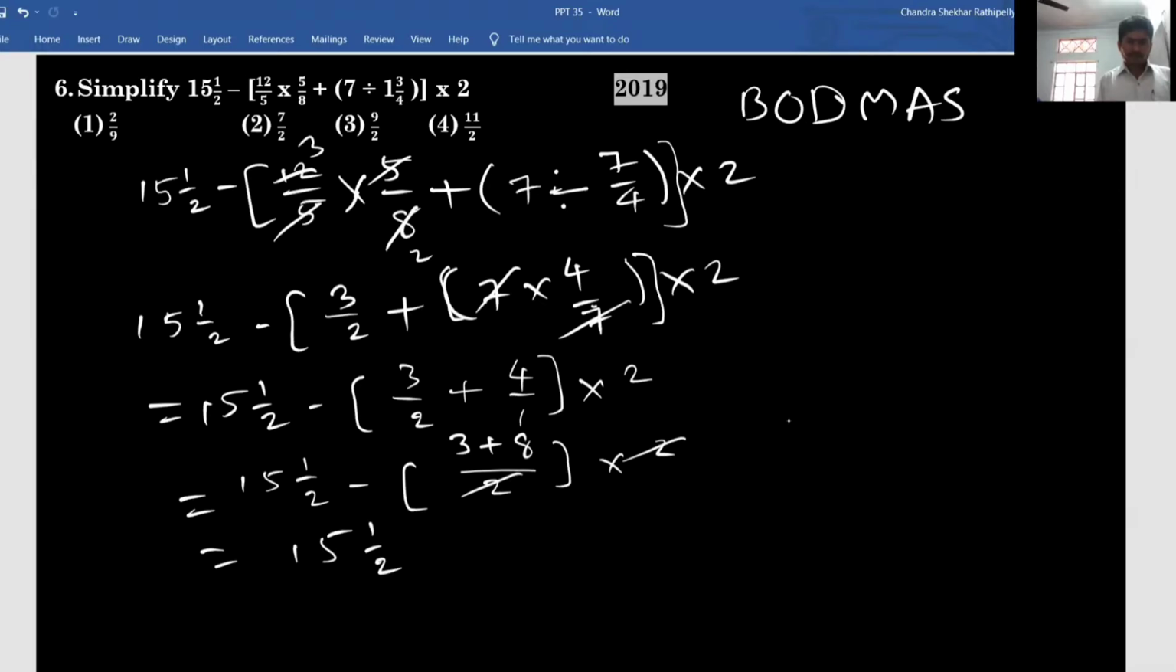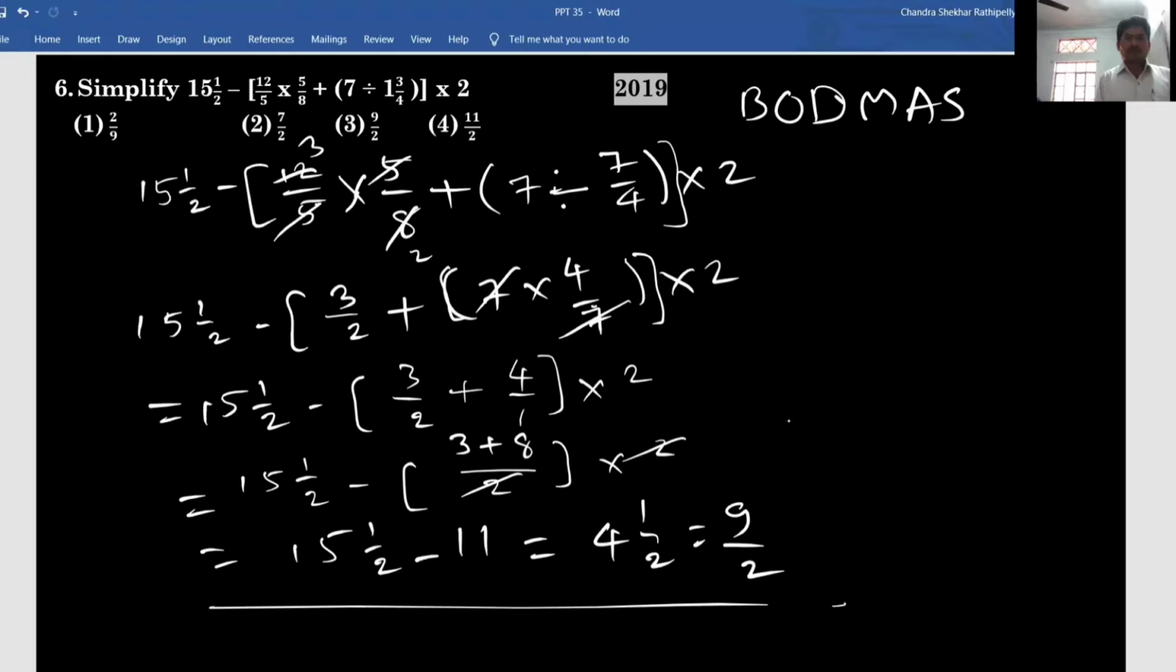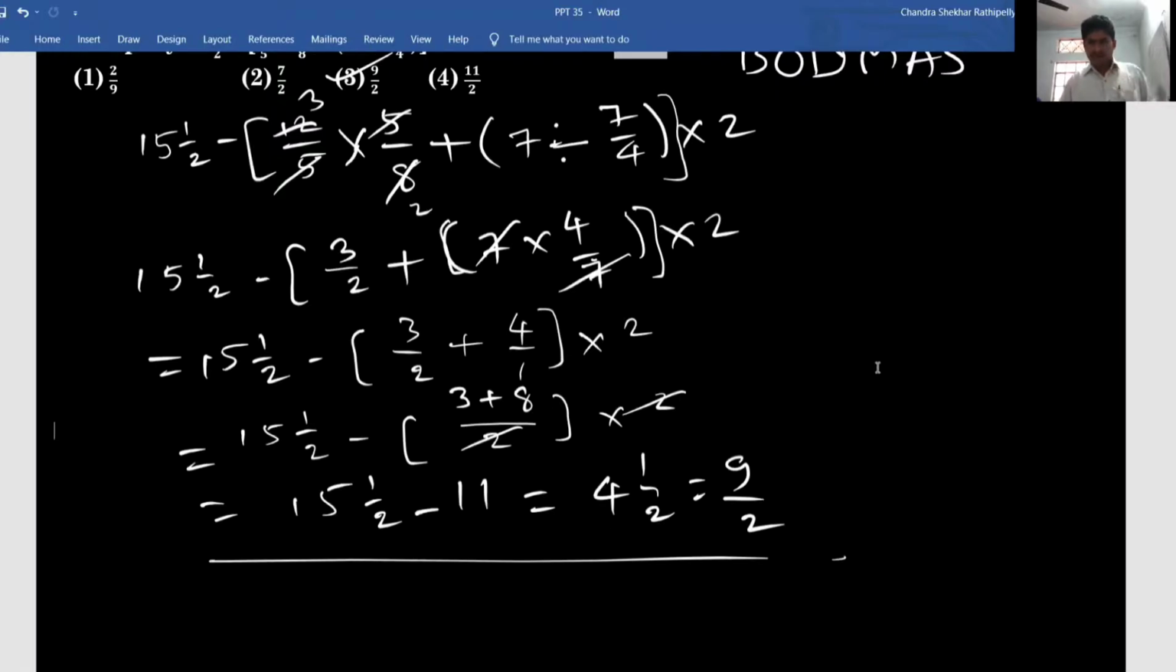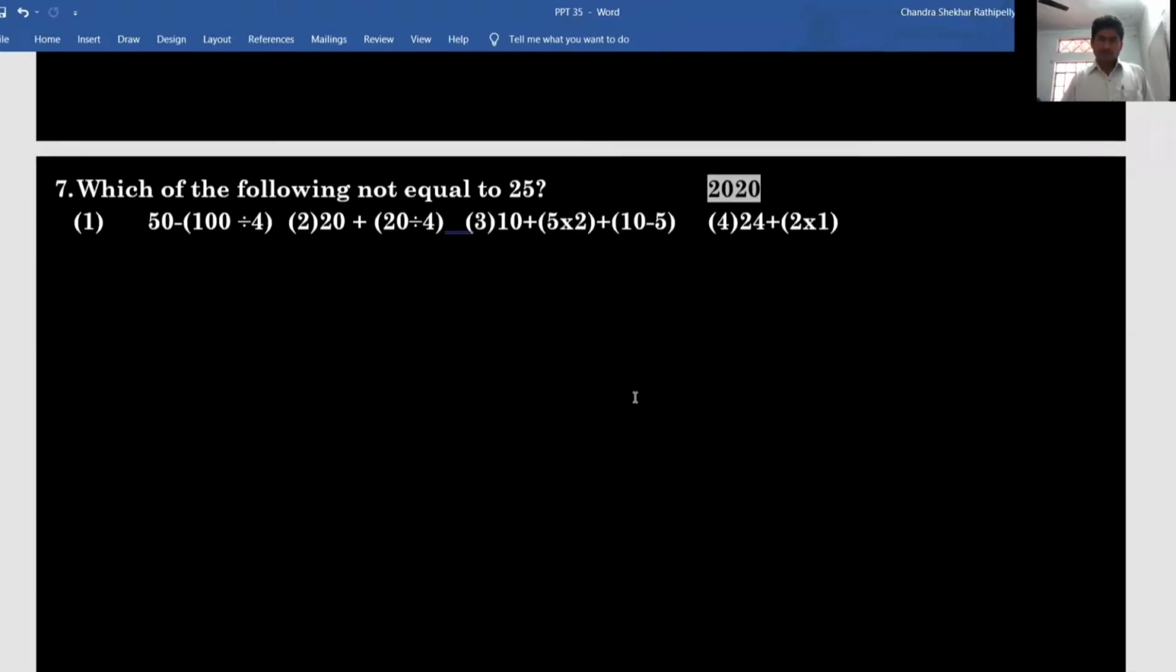15 and a half, 11. 15 and a half minus 11, 4 and a half. 4 and a half means 9/2, children. So 9/2 is the correct answer. So option 3 is right. 9/2. Yes, Komal, very good. Sivasai, very good. Right.